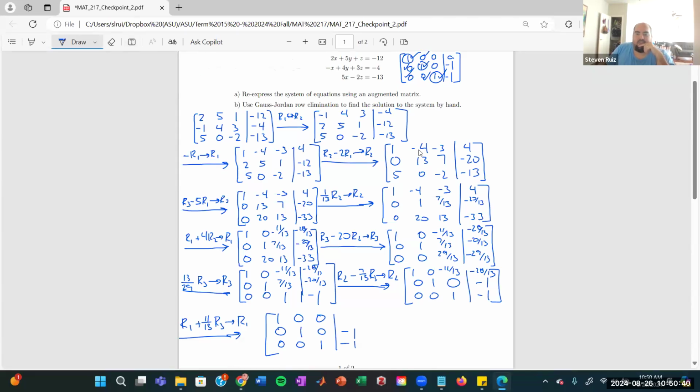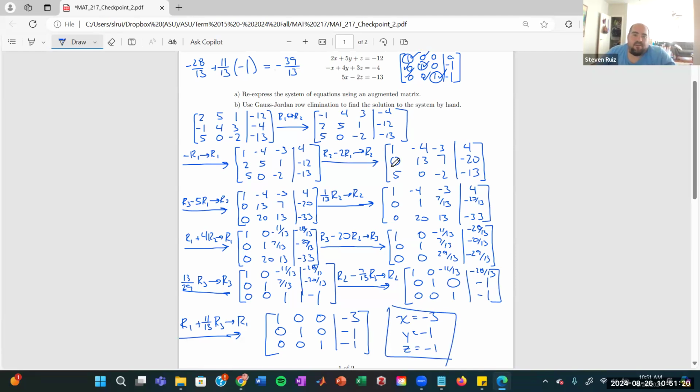So now we're looking at the solution space here. Row 1 is negative 28 thirteenths plus 11 thirteenths times row 3, which is negative 1. So I have negative 28 thirteenths minus 11 thirteenths. That's going to be negative 39 over 13. That gives me a negative 3. So long way to get here, but now we have a solution. X equals negative 3, Y equals negative 1, Z equals negative 1.